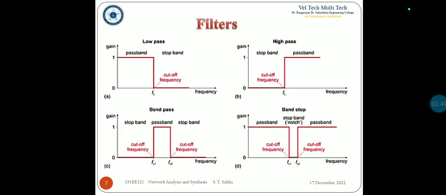Figure shows the characteristics of the ideal filters. Low pass filter: the passband lies below the cutoff frequency and the stopband exists above the cutoff frequency. High pass filter: the passband lies above the cutoff frequency and the stopband lies below the cutoff frequency. Band pass filter: the passband lies between FC1 and FC2, while the stopband lies below FC1 and above FC2. While in band stop filter, the stopband lies between FC1 and FC2 and the passband lies below FC1 and above FC2.